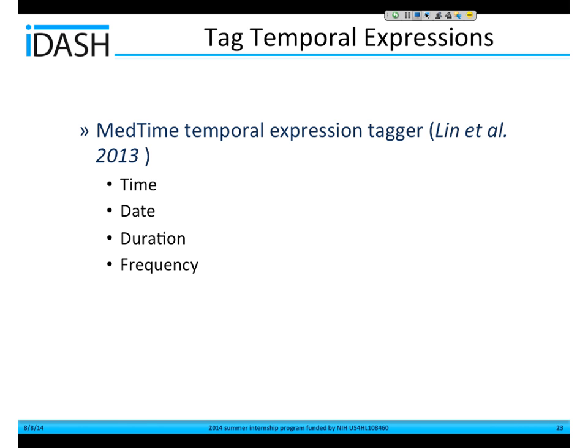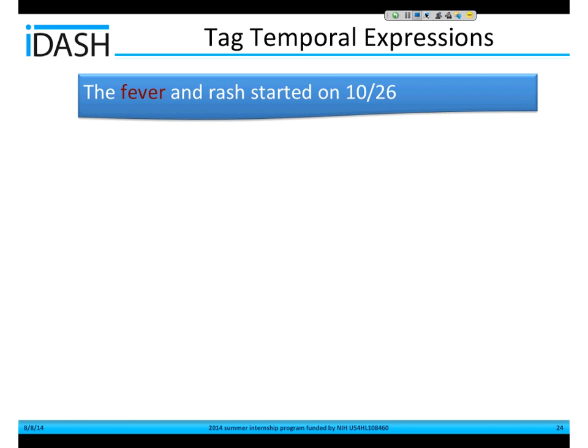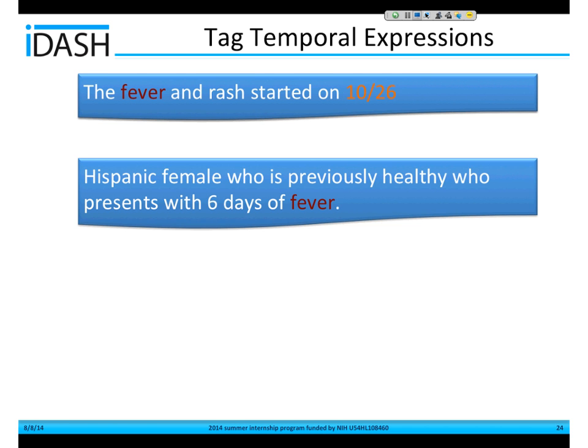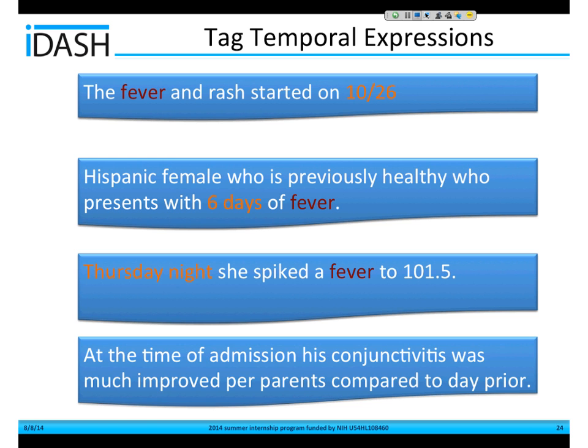Again, we'll use a tool developed by Lin 2013. My time will tag date, time, duration, and frequency. For example, in this sentence, we'll tag November 26th. In this sentence, we'll tag 6 days. It's like the duration of the fever. And in this sentence, we'll tag Thursday night. In this sentence, we'll tag like at the time of the admission as the reference of the time.